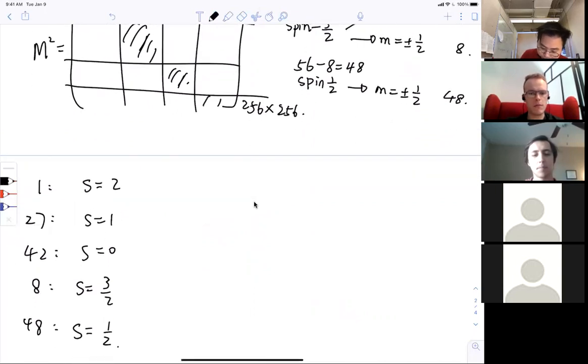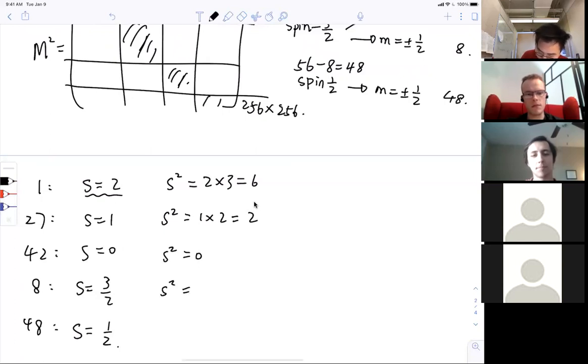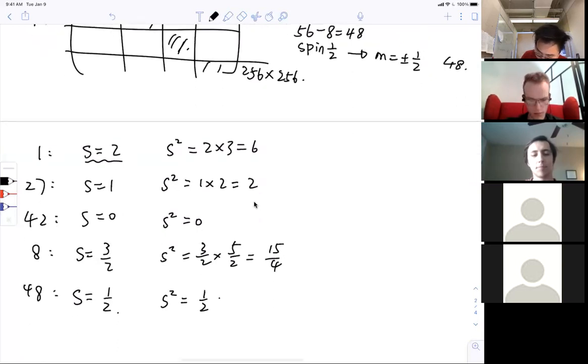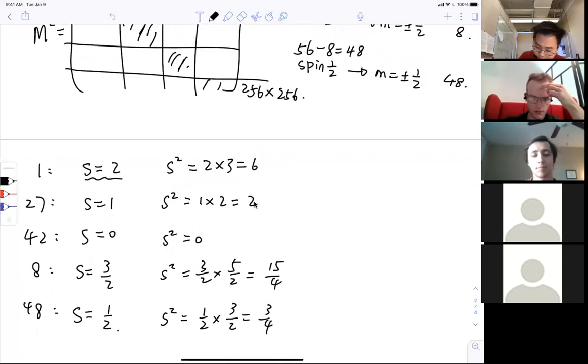Of course, you know the eigenvalue of S squared for the spin 1/2. So spin 2 is 2 times 3, which is 6, and spin 1 is 1 times 2, which is 2, and spin 0 is 0, and this one is 3/2 times 5/2, something like that. The degeneracy is given by 2s plus 1, right? We just plug in.